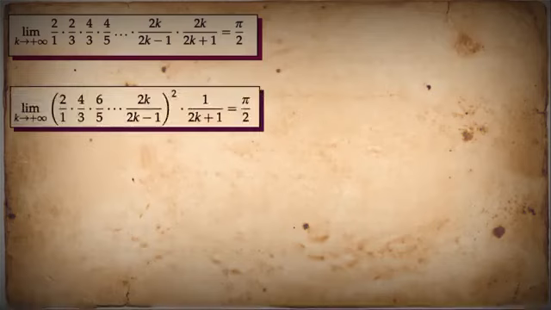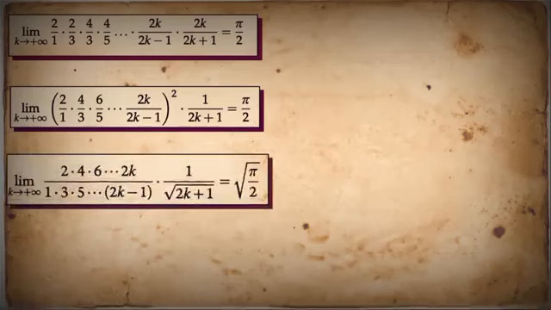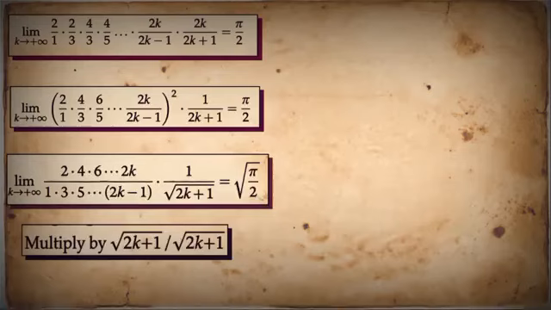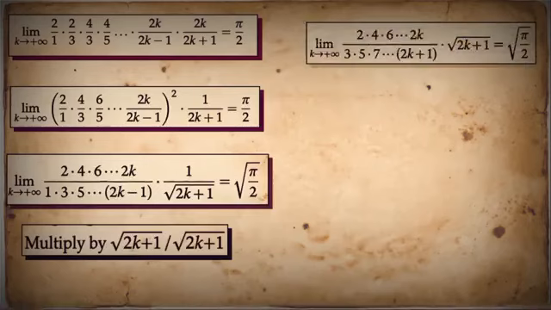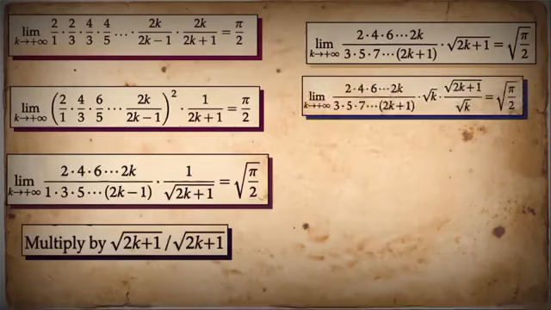This gives the square of the ratio of even products to odd products times a remaining tail factor. Taking the square root of both sides, the product of even integers over odd integers times 1 over the square root of 2k plus 1 equals the square root of pi over 2. Rearranging the denominator, we bring the factor 2k plus 1 into the denominator of the main product and compensate by multiplying through by 2k plus 1 divided by the square root of 2k plus 1, which simplifies to the square root of 2k plus 1. Now we split the square root of 2k plus 1 into 2 pieces, the square root of k multiplied by the square root of 2k plus 1 divided by the square root of k.